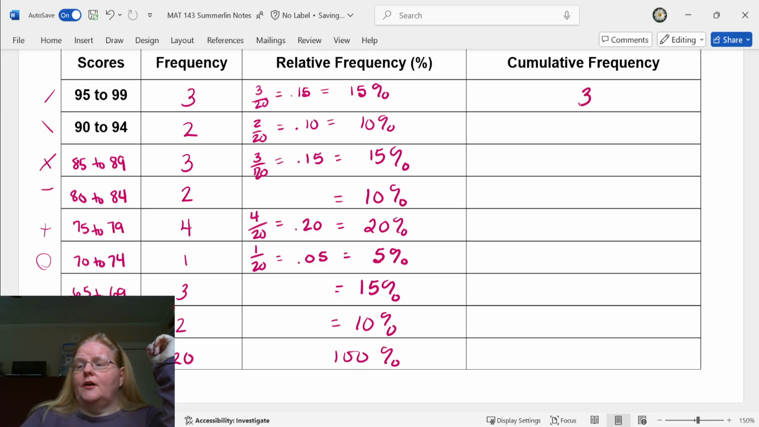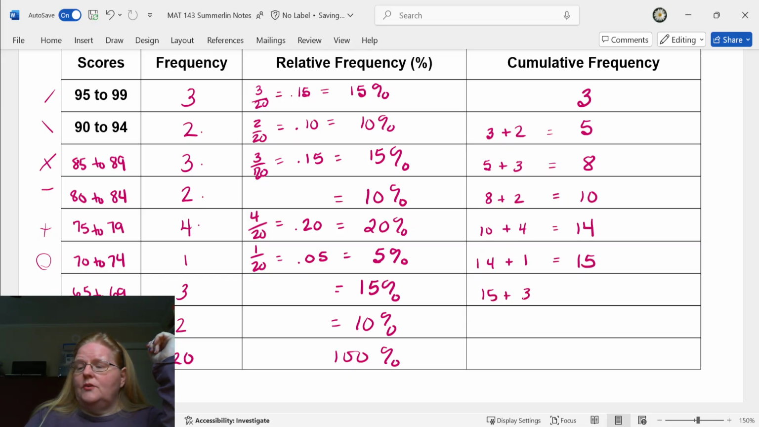Cumulative frequency, we start out with a 3, and then I have my 3 plus 2 this time. Gives me a 5. And then I have 5 plus 3 this time. Gives me an 8. And then I have 8 plus 2 this time. Gives me a 10. Then I have 10 plus 4 this time. Gives me a 14. Then I have 14 plus 1 this time. Gives me a 15. 15 plus 3 gives me an 18. 18 plus 2 gives me a 20.